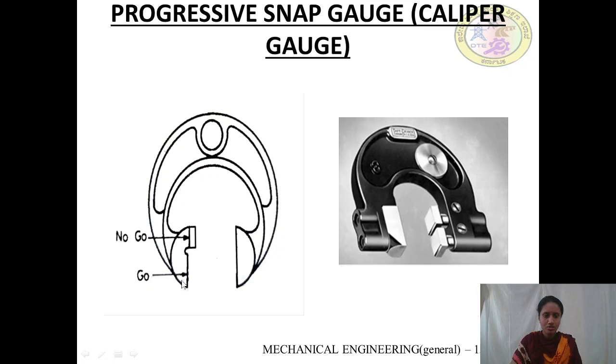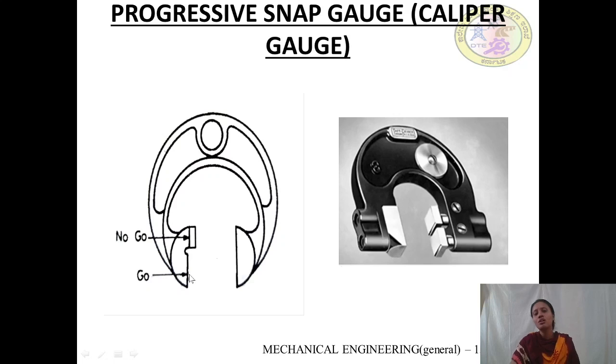Okay, so this is the go gap. From here to here, this is the go gap. So from here to here, this is the no go gap. Just by seeing, we can say, see here, the gap between these two anvils is more as compared to the gap between the no go anvils.